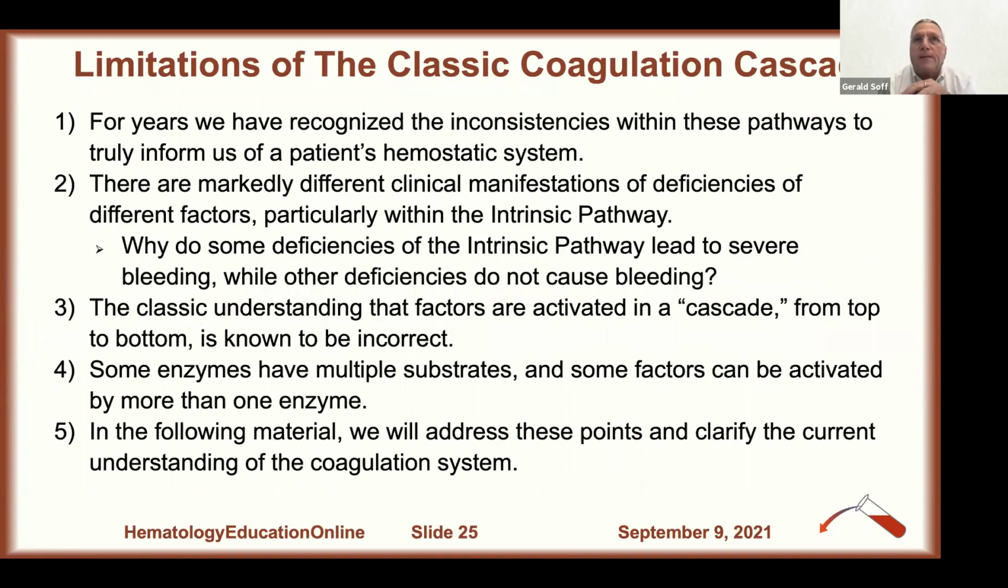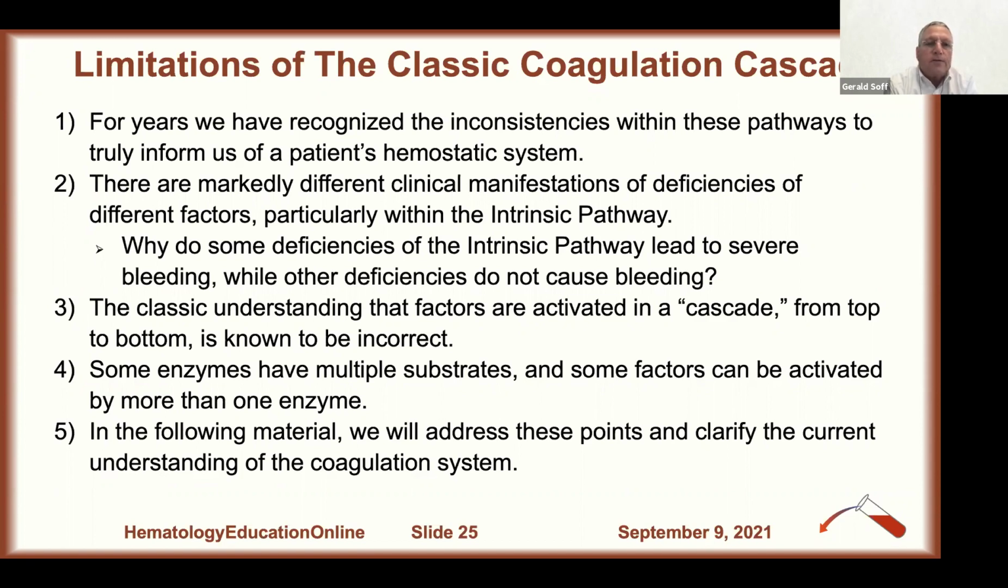So that's sort of the basics of the coagulation cascade as it's been understood for many, many years. But we've also recognized in the hematology world that this understanding of the coagulation cascade really has some major inconsistencies and gaps. So for instance, we look at the intrinsic pathway, and I'll show that again in a second, but some deficiencies in the intrinsic pathway are associated with severe bleeding, and other deficiencies do not cause bleeding at all. And one factor in the middle, factor 11, causes moderate bleeding. So how can all these enzymes in one pathway have different manifestations?